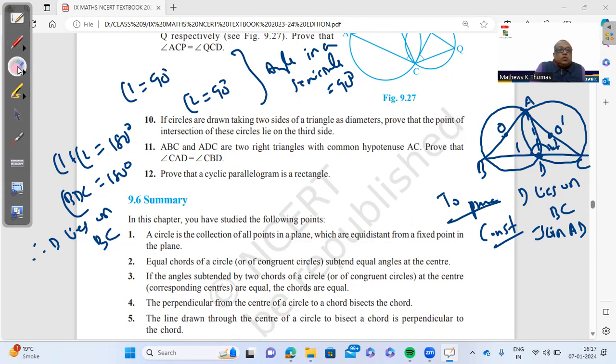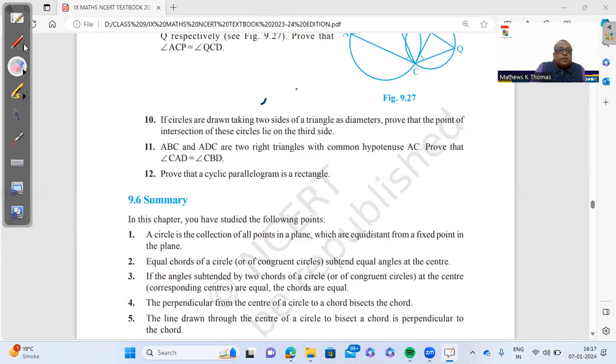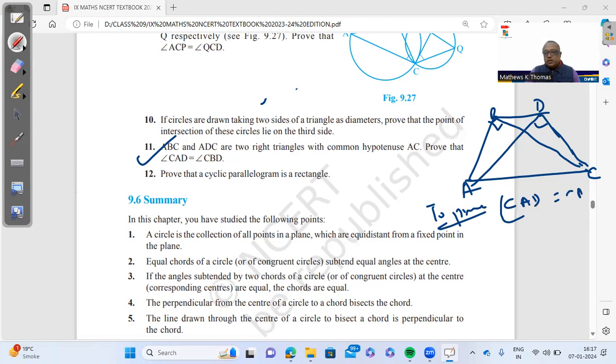Then we come to question number 11. ABC and ADC are two right triangles with the common hypotenuse AC. So this is the hypotenuse AC. Here we have a right triangle ABC, and here we have another right triangle ADC. This is 90, 90. Prove that angle CAD equals angle CBD.